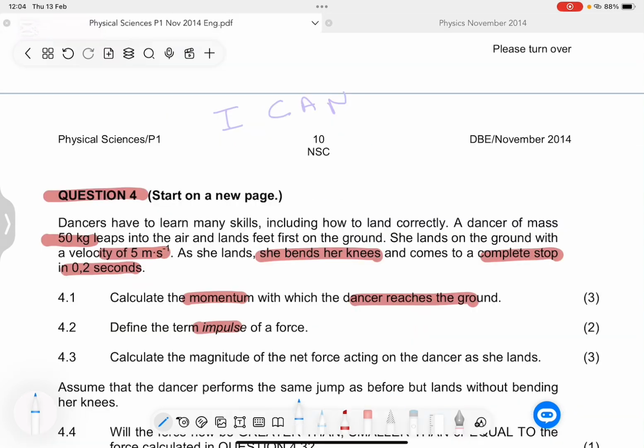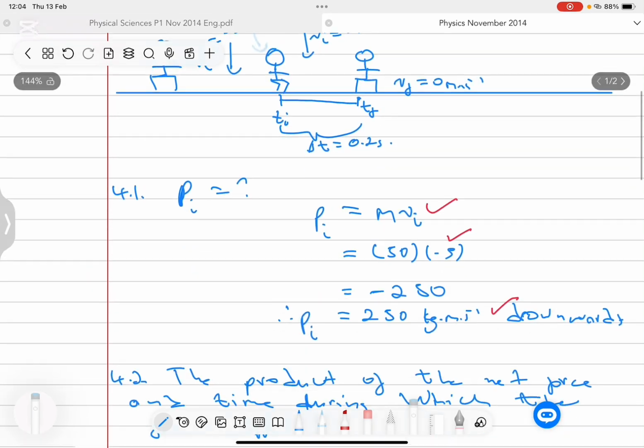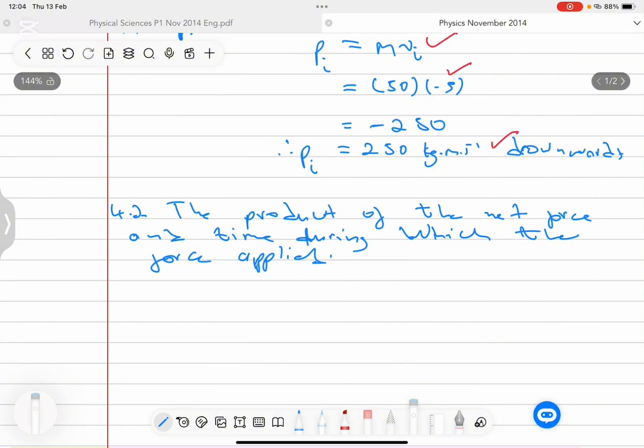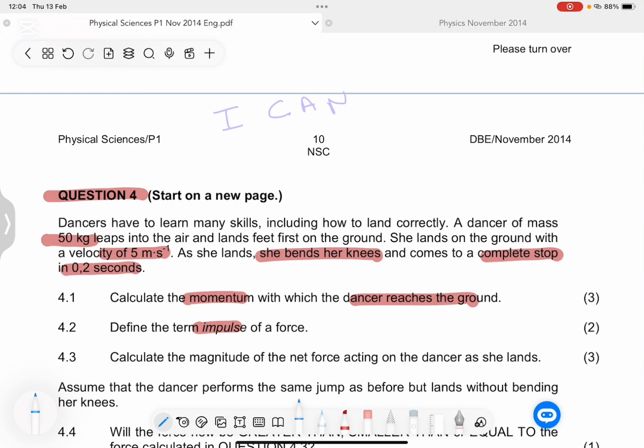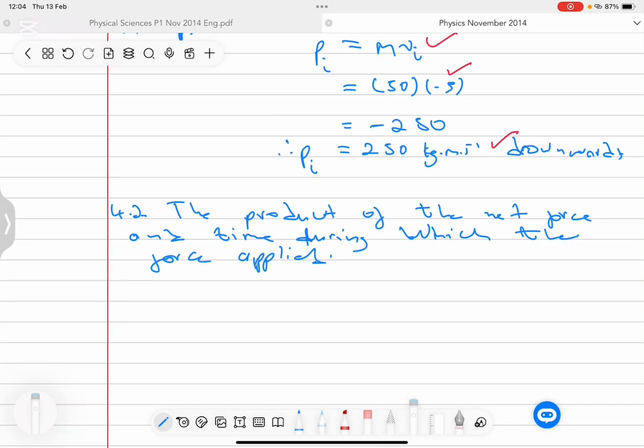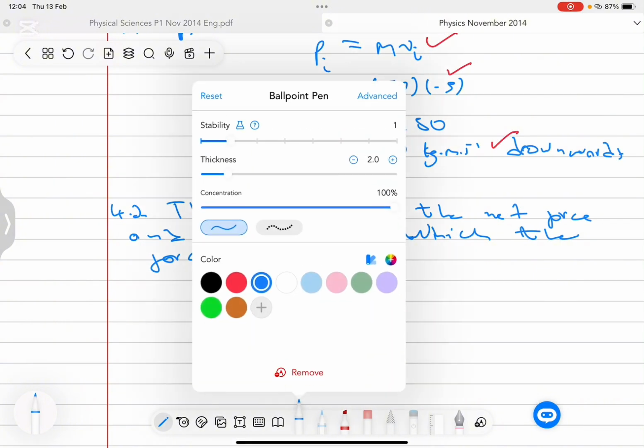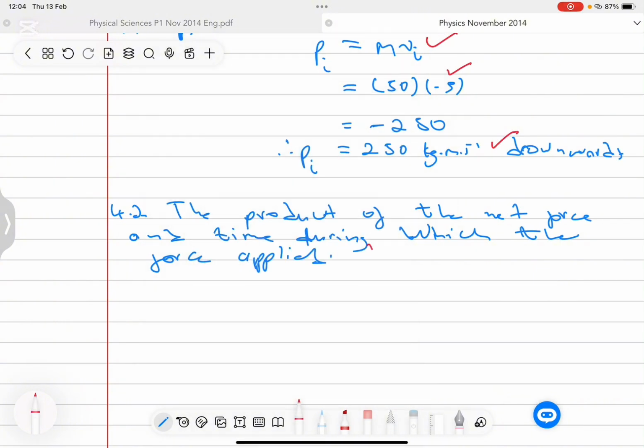Now this question is marked out of 2 marks. And because we were answering the question, we were doing the A rule. We are now going to do the navigation, the end rule. The end rule for this type of question is basically to check that there are no spelling errors and that the sentence is well constructed. So here we're saying the product of the net force and time during which the force is applied. That looks good to me. It should guarantee me the 2 marks.